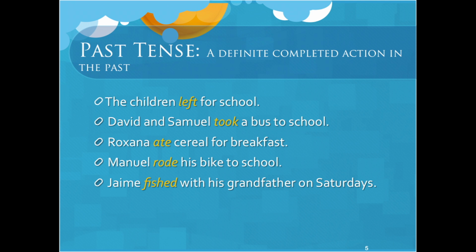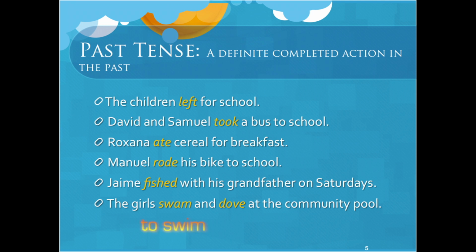And the last sentence. The girls swam and dove at the community pool. Swam is the past tense for to swim. And dove is the past tense for to dive. They're both irregular verbs again. But I bet they had a lot of fun in the pool, especially when it was really hot outside.